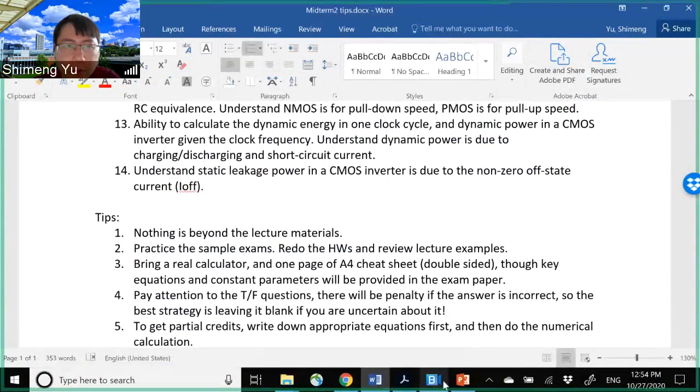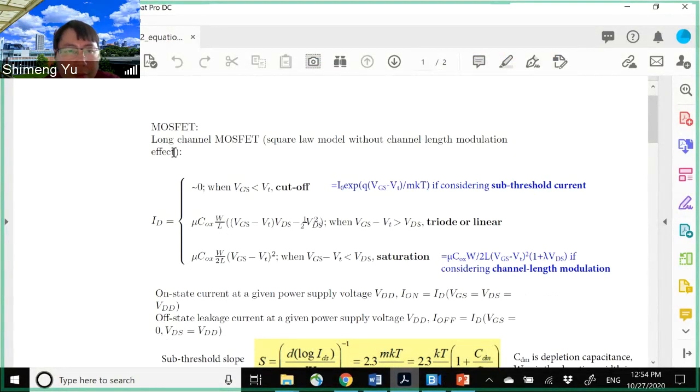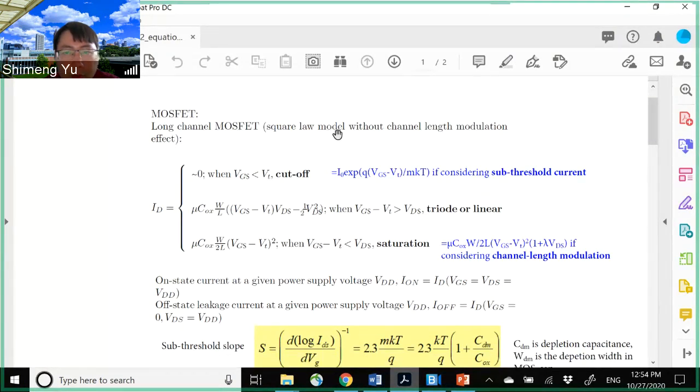Then let's review the equation sheet. So here are the equations for the second midterm. The first one is the square law IV model without the channel length modulation. Here, if we ignore the subthreshold current, then the current is almost zero. But if we indeed need to consider the subthreshold current as specified in the question, then you have to apply the subthreshold current equation, which is this exponential equation.